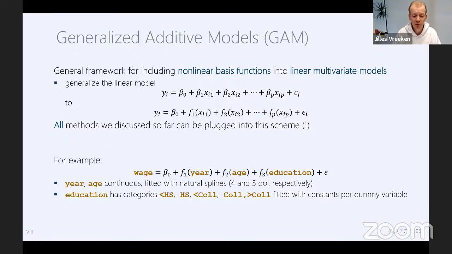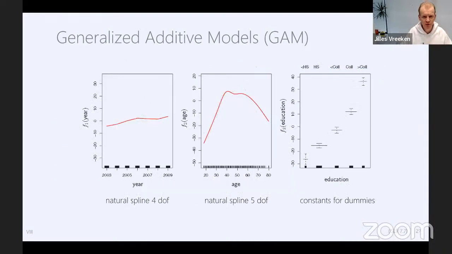Well, we'll just create some dummy variables. High school, I think it is below high school, above high school but below college, I don't know exactly, this is college, and this is above college level. And then, well, we can fit constants for each of these dummy variables. Okay, what we now get, if we look at those functions after fitting, and yes, I haven't explained how to fit it yet, but we'll get there in a second, it would look something like this.